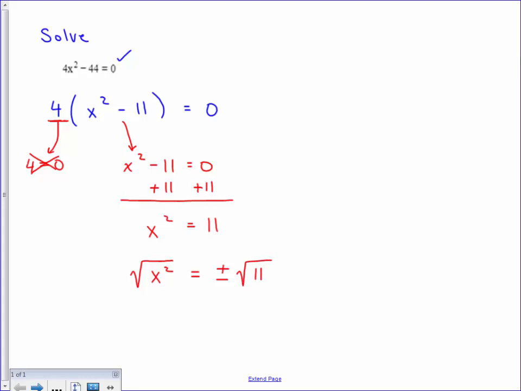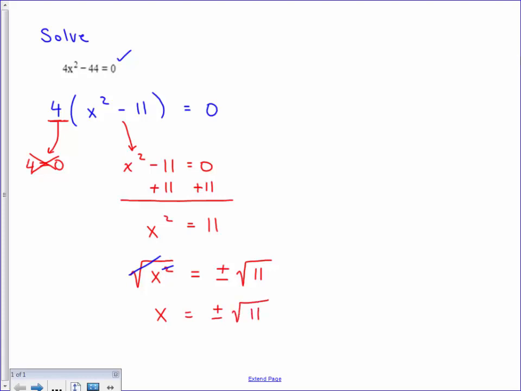The reason for that is I'm looking for a number that squares to 11. There will always be a positive and a negative solution to a situation like that. On the left-hand side, the square root and the square cancel, so that would leave me with x. And then on the right-hand side, I would have plus and minus square root of 11.